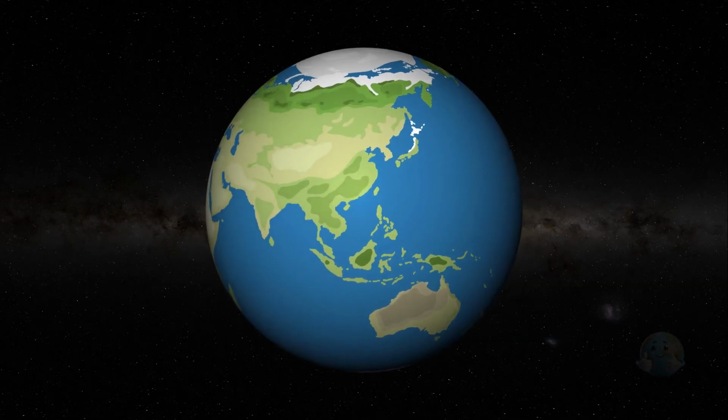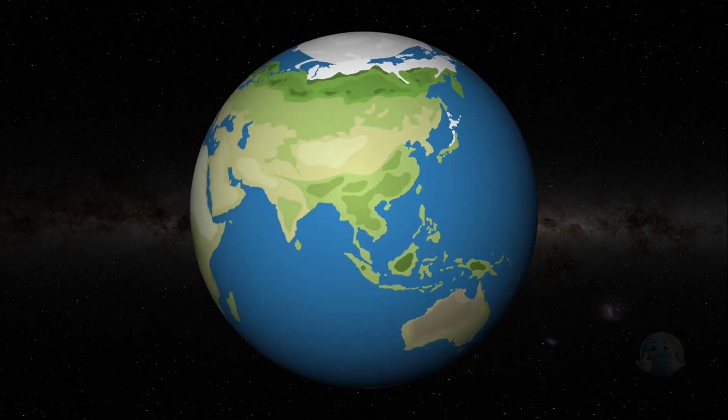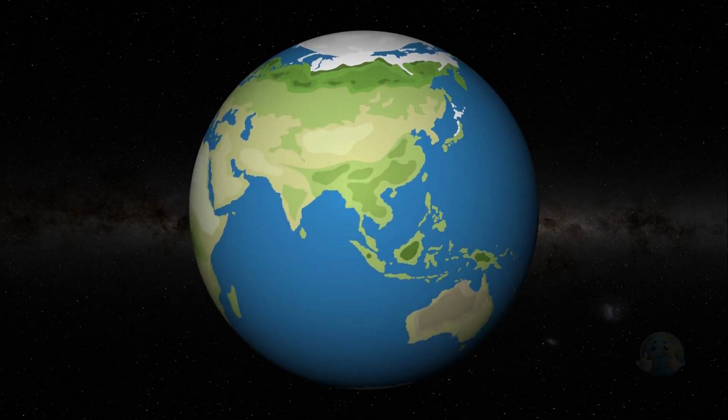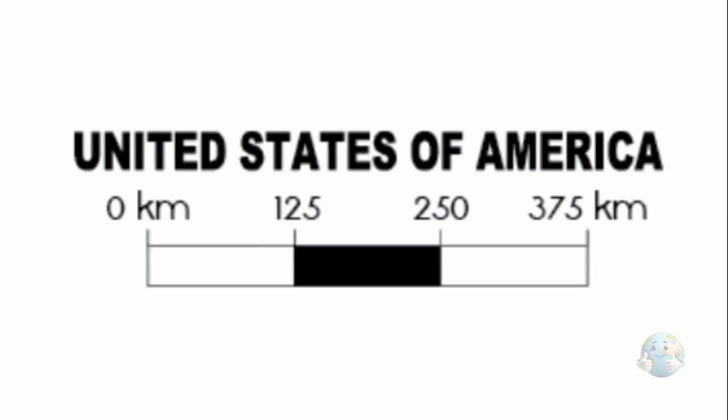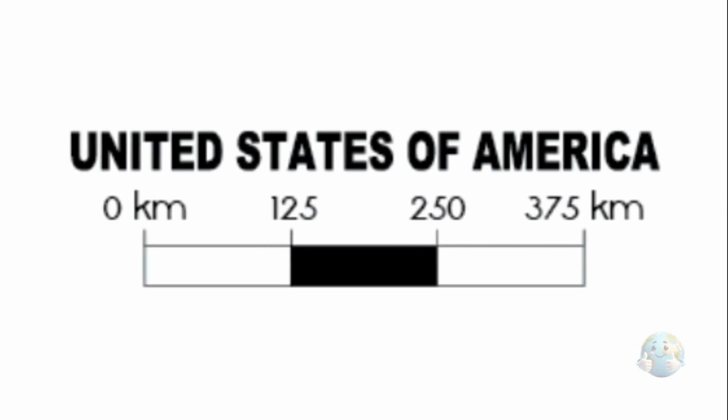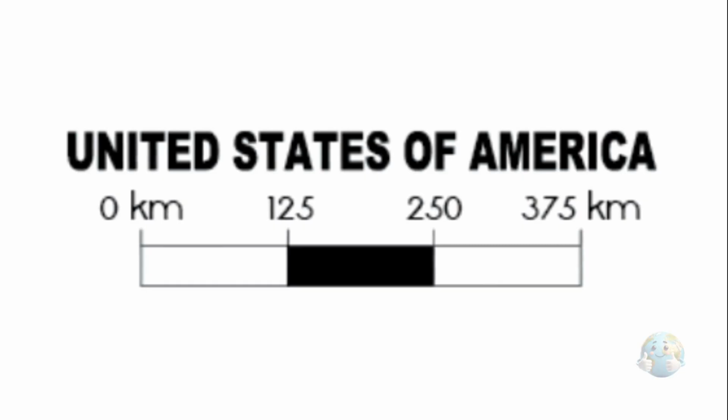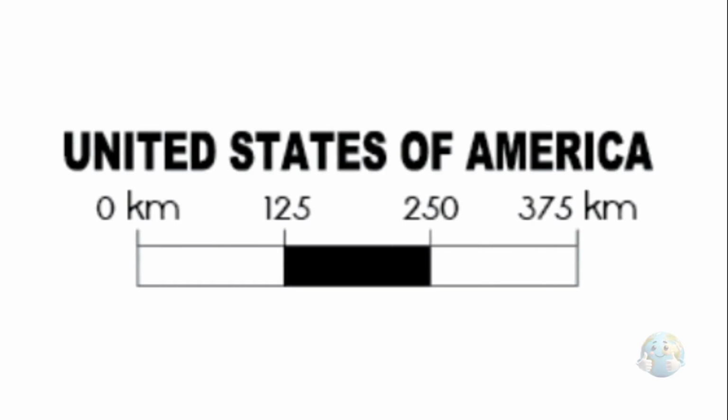Next, let's talk about scale. This trips up a lot of students. There are actually two different meanings of scale in geography. Map scale tells you how distance on the map relates to distance in real life. You might see it as 1 to 100,000 or as a little bar showing miles.